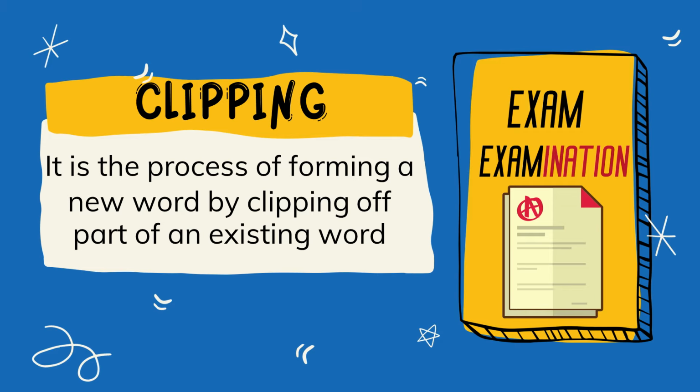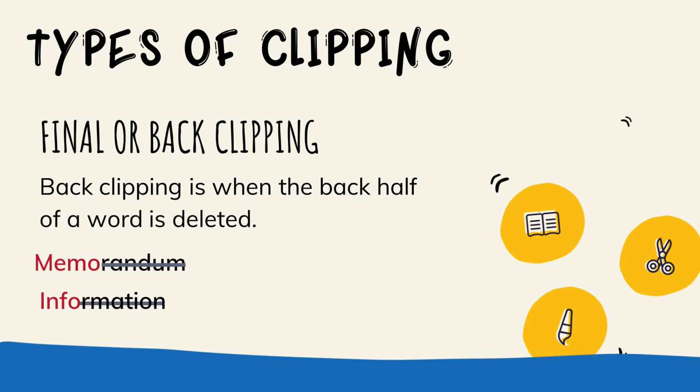For example, the word exam, which of course comes from the longer word examination. So the letters I-N-A-T-I-O-N, or ination, have simply been clipped off, forming a new word that shares the definition and context of the older word. So we remove the letters ination and we have another word, exam, coming from examination, which has basically the same meaning. Now there are different types of clipping.